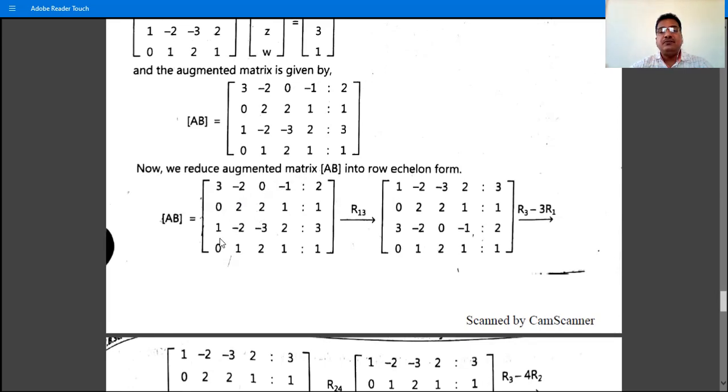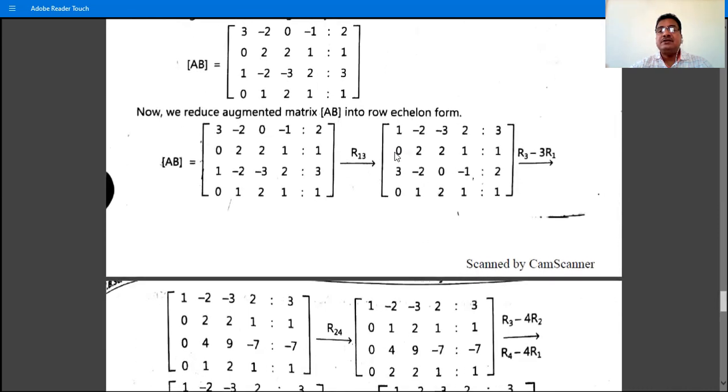So in order to avoid the fractions, we interchange the first row and third row. Then we have 1 at the place of 3. So interchange the first row and third row, second row as it is, fourth row as it is. So R13, the operation is R13. So we have this matrix.